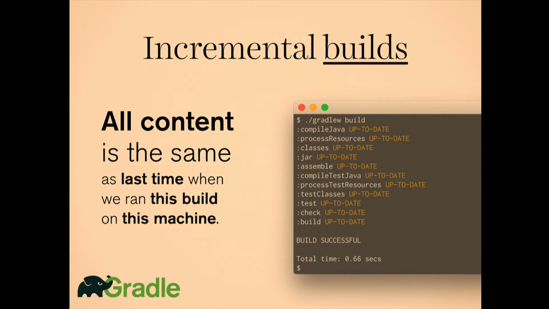Incremental builds is a core feature in Gradle for a long time, of course, and it works when all the content is the same as it was during the last time we executed this task as part of this build on this machine, right? The "is the same" part is important.